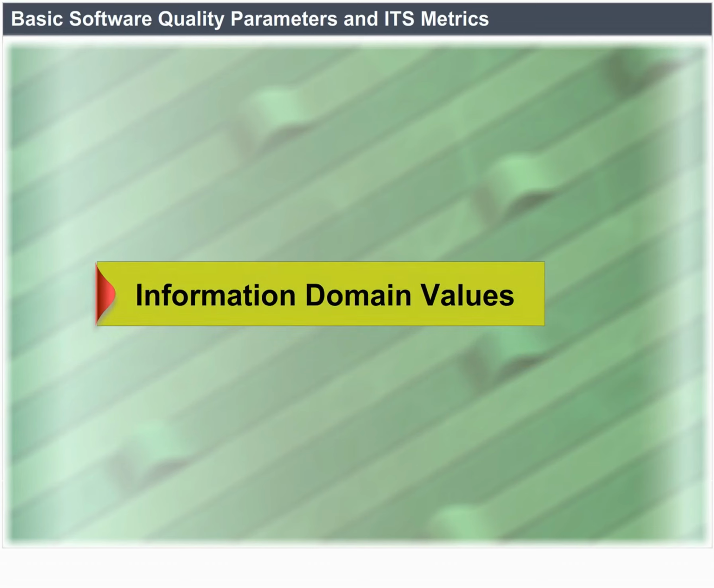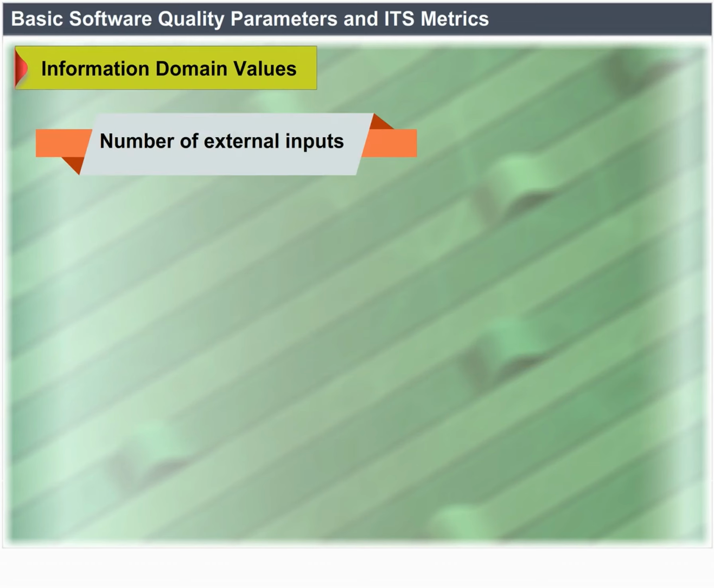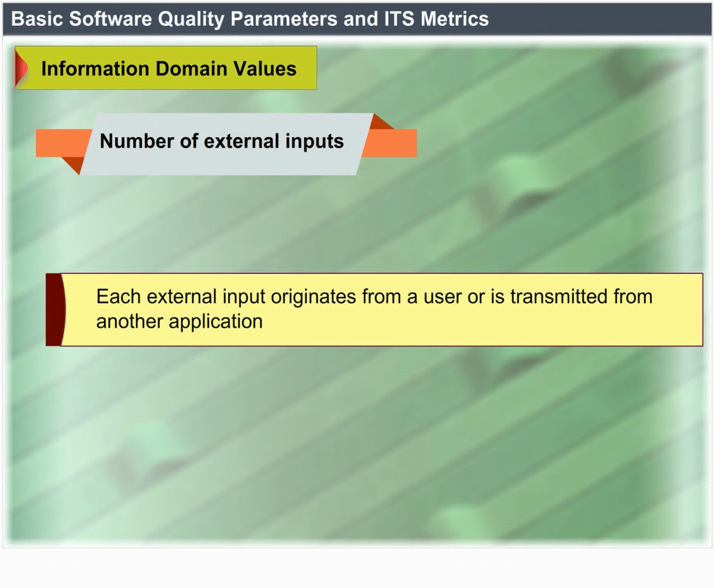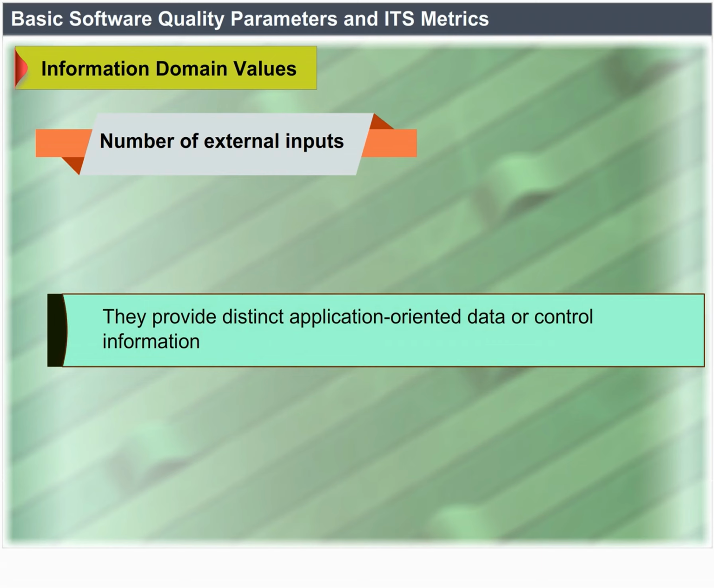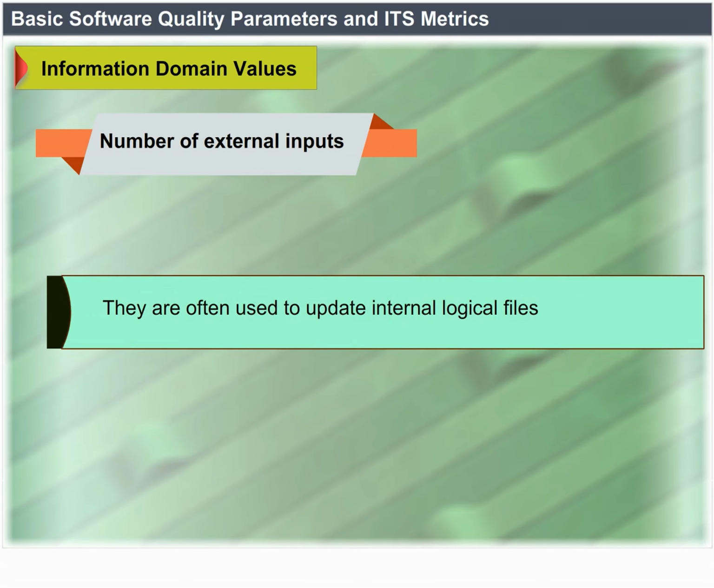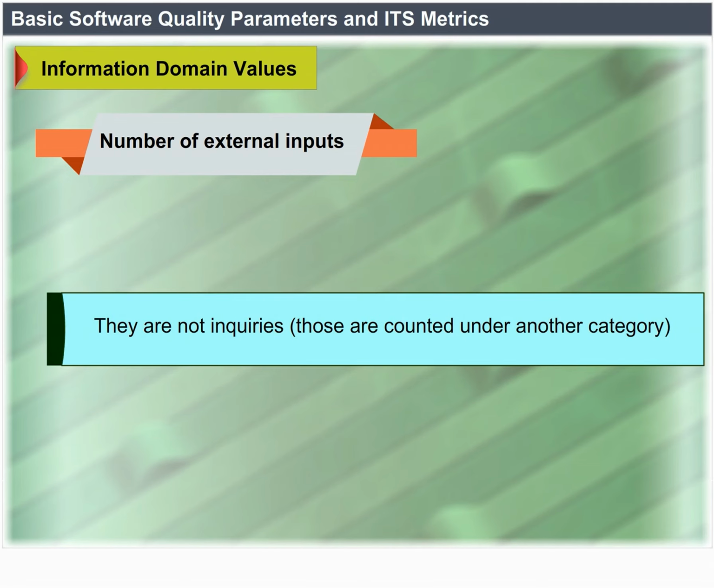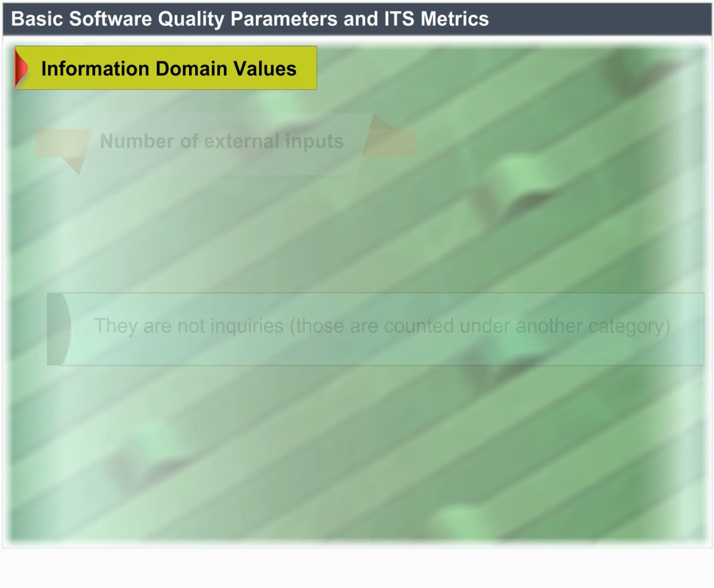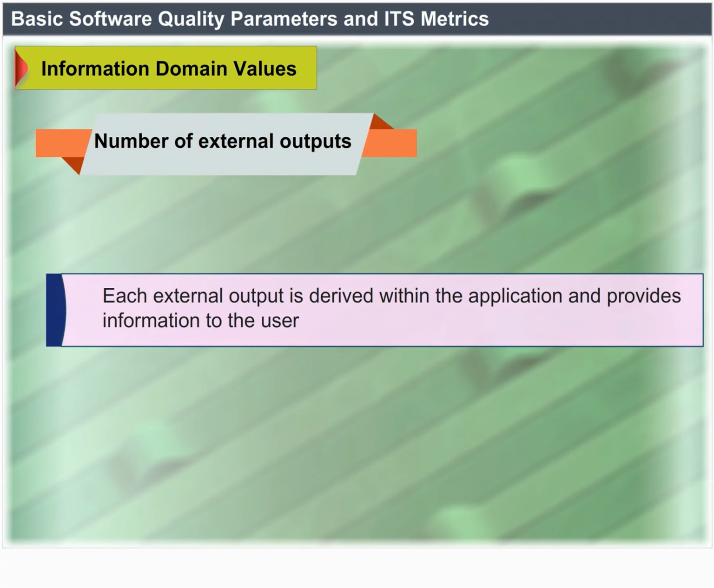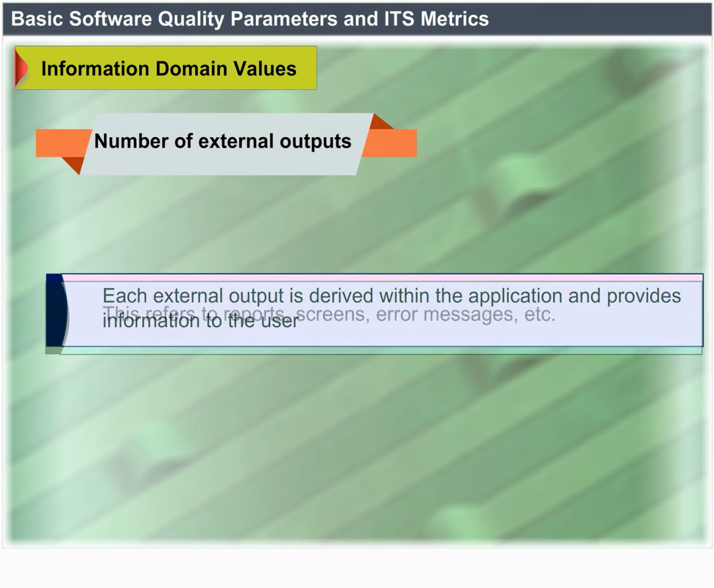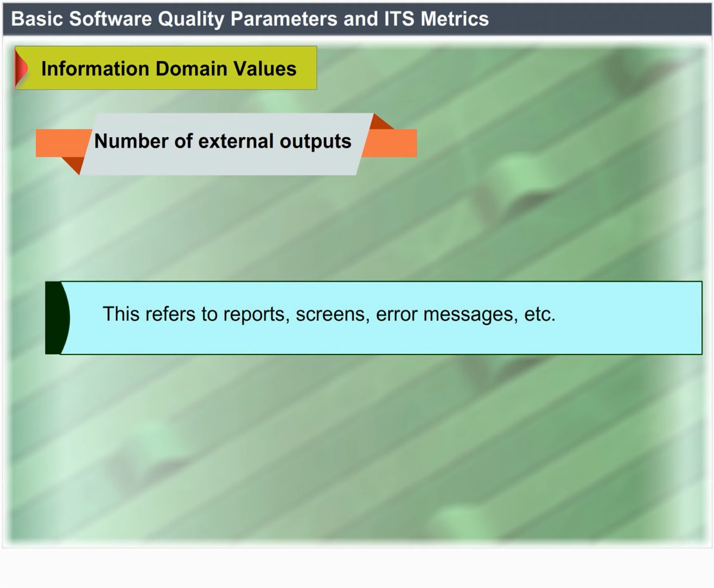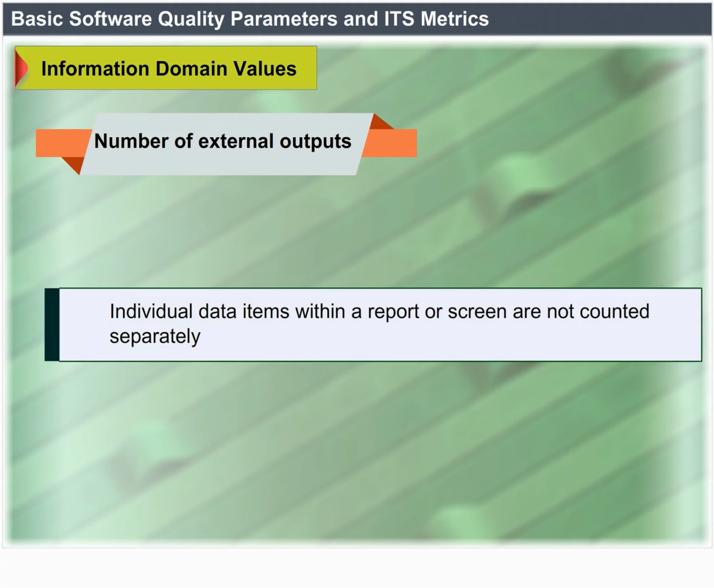Information domain values. Number of external inputs: each external input originates from a user or is transmitted from another application. They provide distinct application-oriented data or control information. They are often used to update internal logical files. They are not inquiries; those are counted under another category. Number of external outputs: each external output is derived within the application and provides information to the user. This refers to reports, screens, error messages, etc. Individual data items within a report or screen are not counted separately.